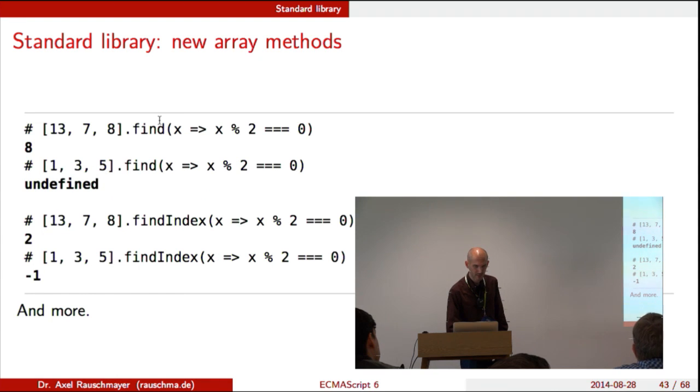New array methods. This allows you to find an element, you get the index, and you get the value back via this predicate. And this allows you to find an element, and you get the index. So for searching, that's convenient.